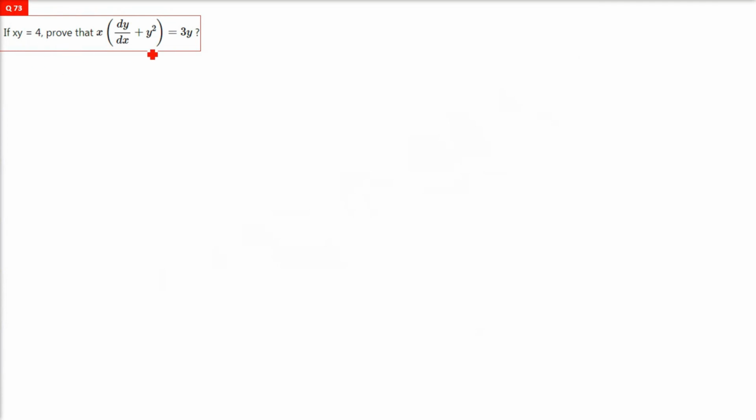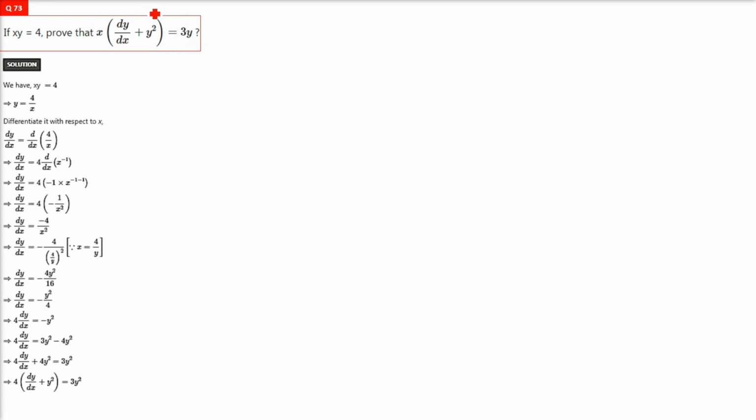If x multiplied by y is equal to 4, prove that x into dy by dx plus y squared equals 3y. There are so many things which we will do here, so you have to be very careful. xy equals 4. So what we'll do here is one time we'll put x as 4 by y, one time we'll put y as 4 by x, wherever it is required. We won't be using xy equals 4 anywhere else.